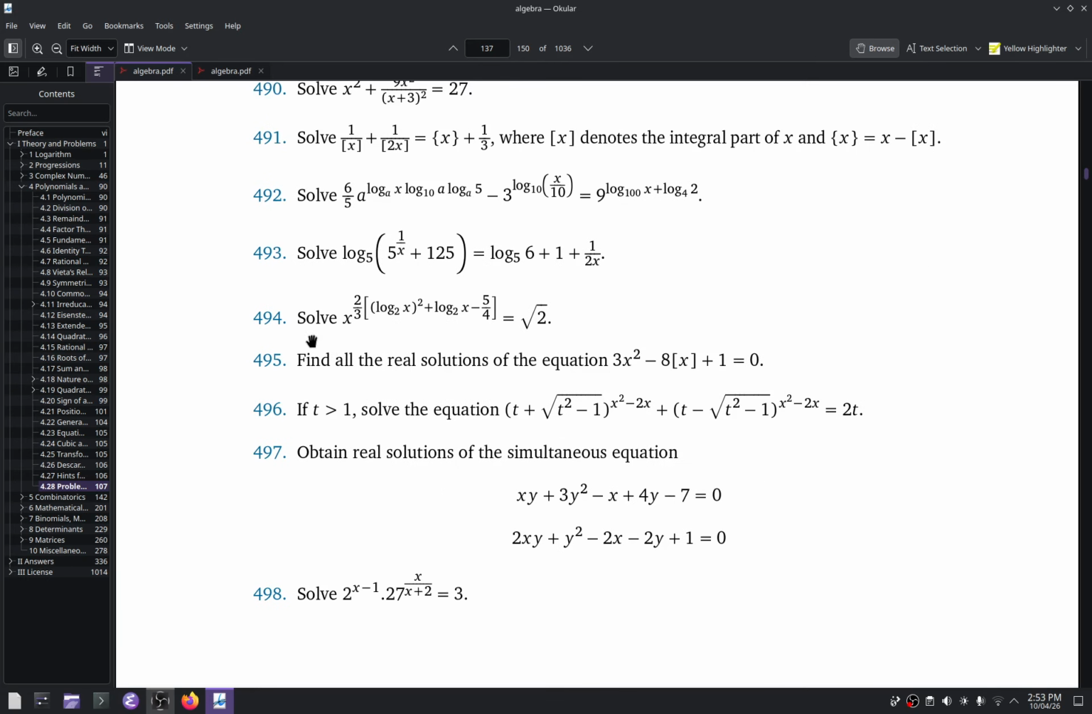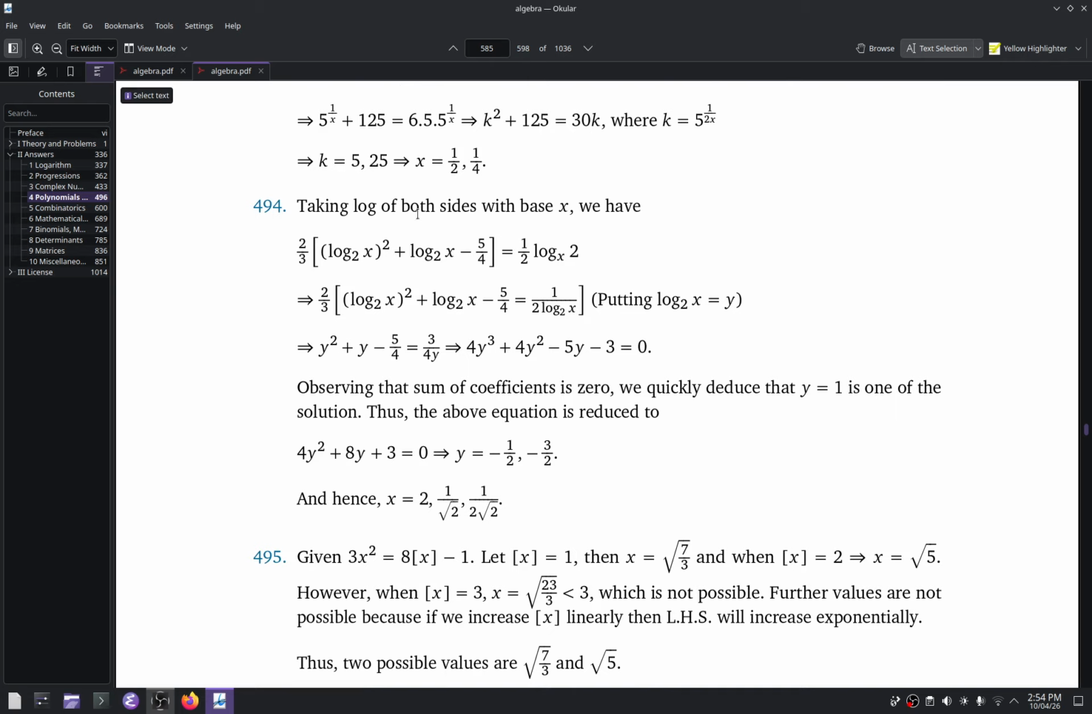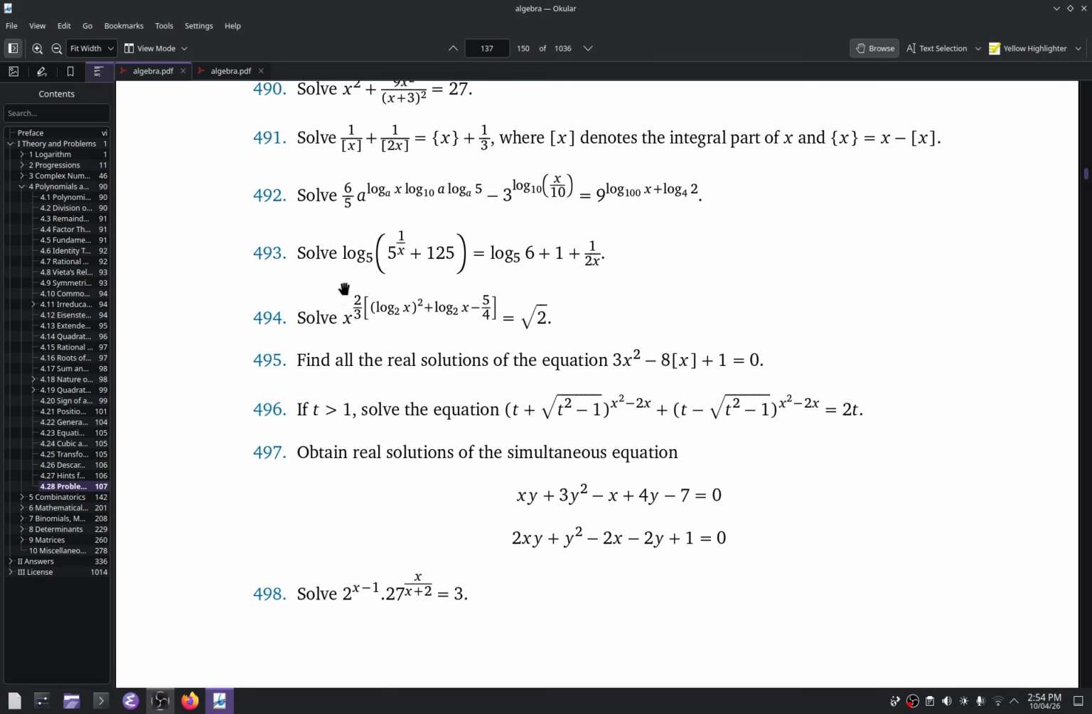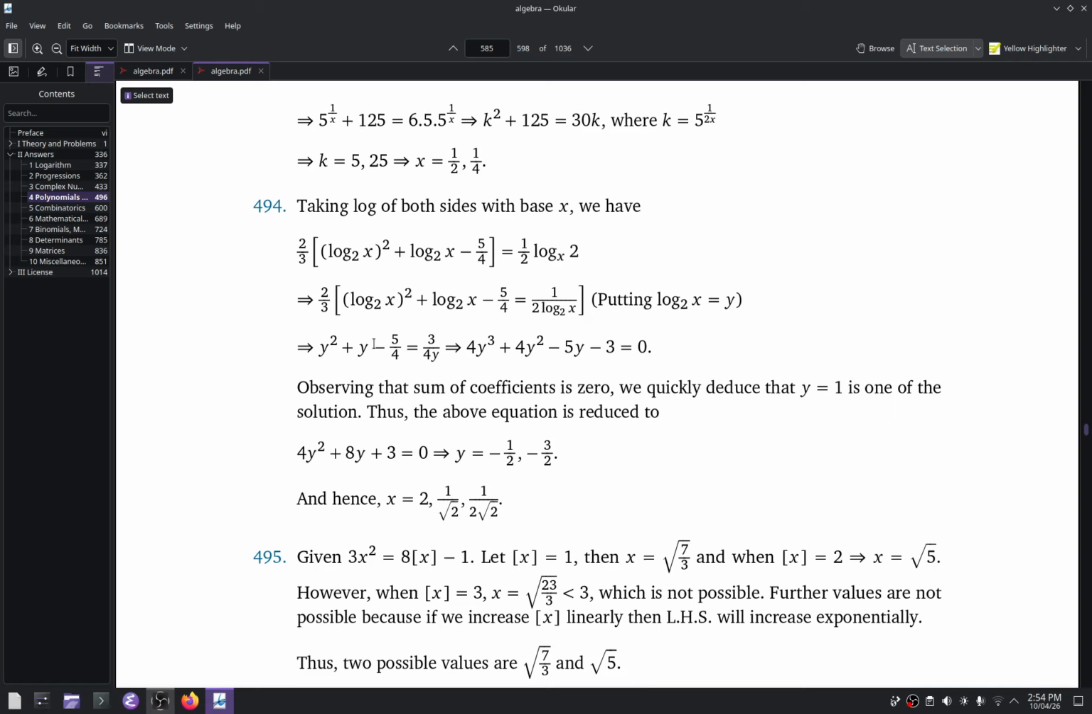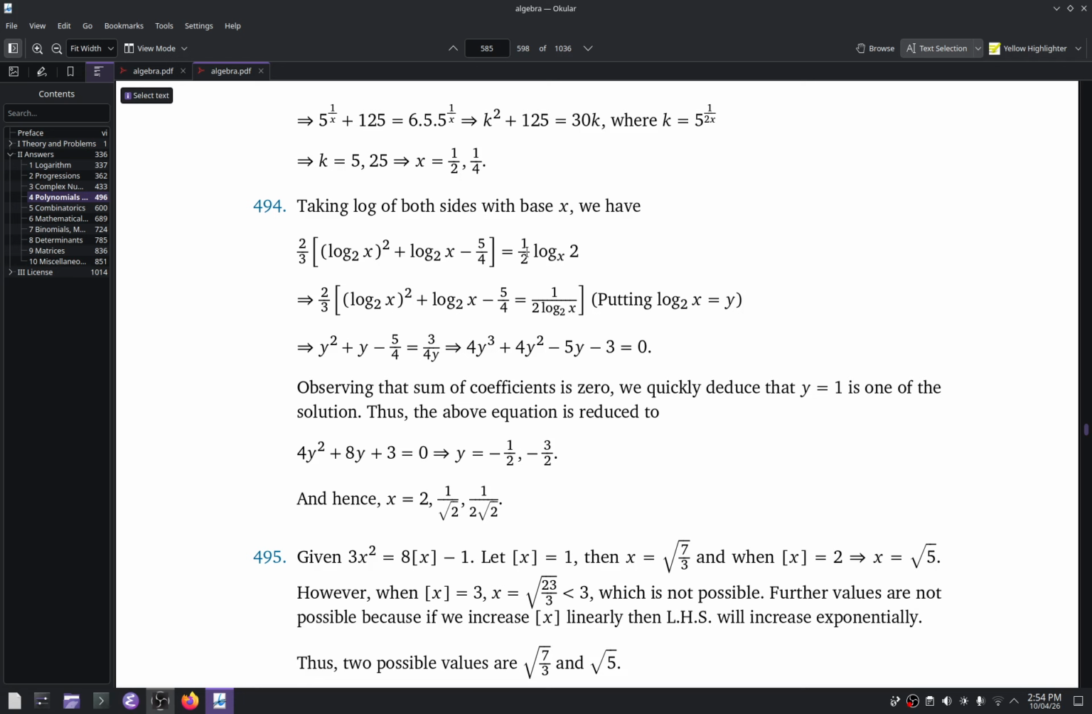Question 494 says: solve x to the power 2 by 3 into log of x with base 2 whole square plus log of x with base 2 minus 5 by 4 is equal to square root of 2. So what we do is we take log of both sides with base x. So this x, when taken log of, will become 1, and this power will go as a coefficient. We have the power here on the left hand side, and the right hand side will become half log of 2 with base x, because square root of 2 can be written as 2 to the power 1 by 2.